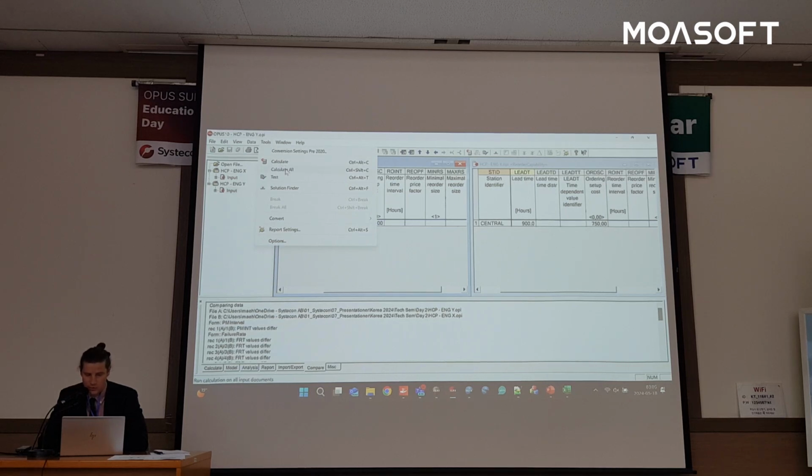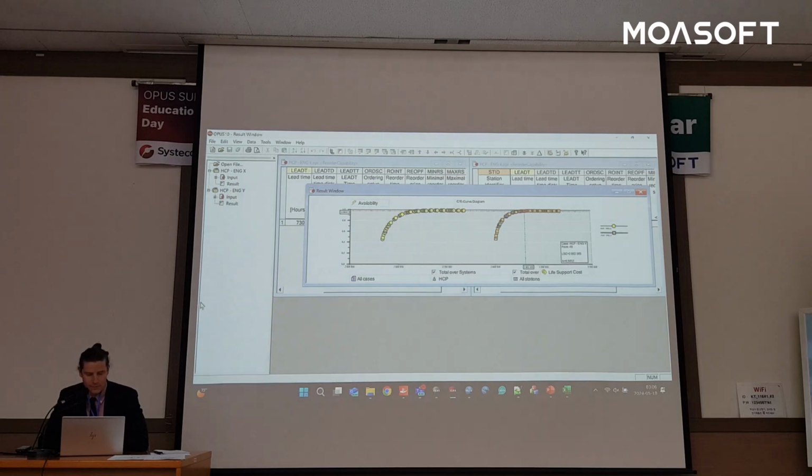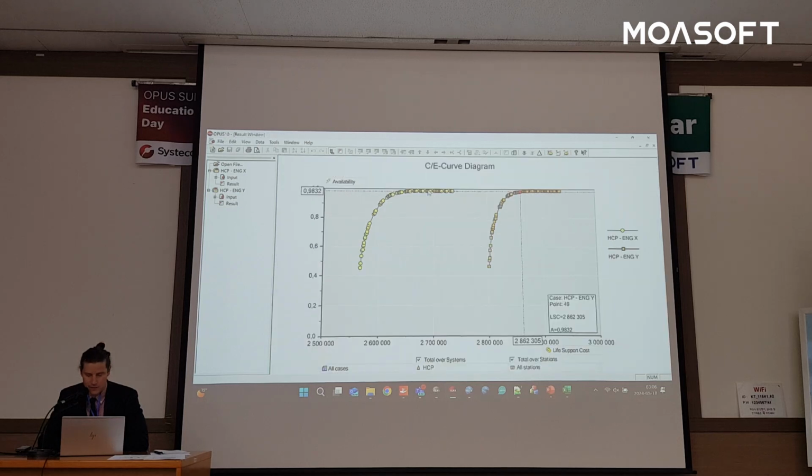So what I can do now is go to the tools, and there's something called calculate all. If I work with multiple files at the same time, that's a command for running the calculation on many files at the same time. To do that, you see, we get two curves right away, and maximize the window. And we see our two alternatives, engine X and engine Y.